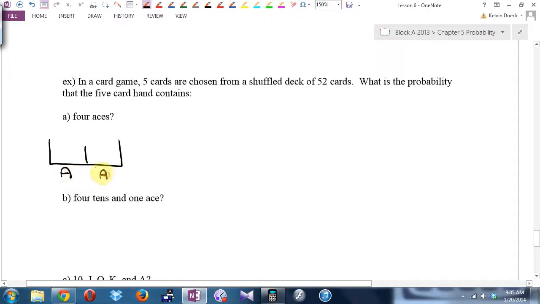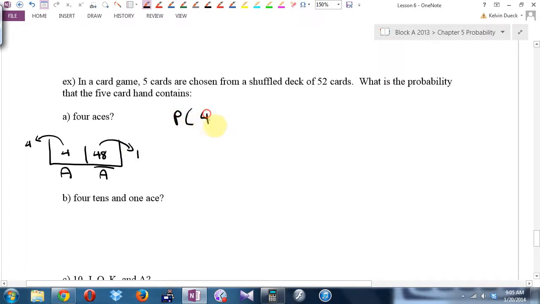Ace, non-ace. How many aces are there in the deck? 4. How many non-aces? Thank you for using the complement and not counting. How many aces do I want to choose? How many non-aces? Got to pick one because I'm picking 5 cards. Right?